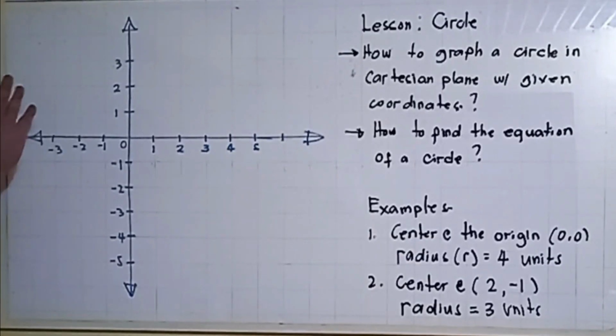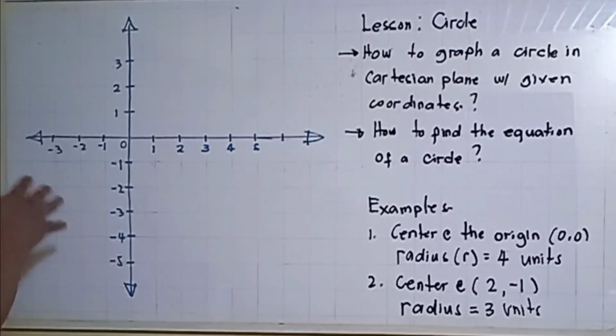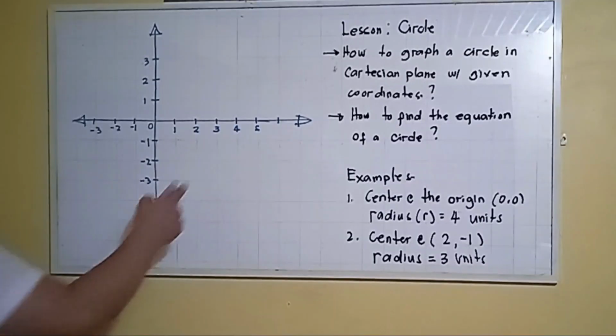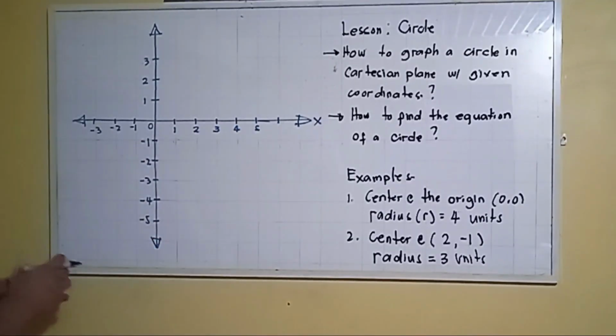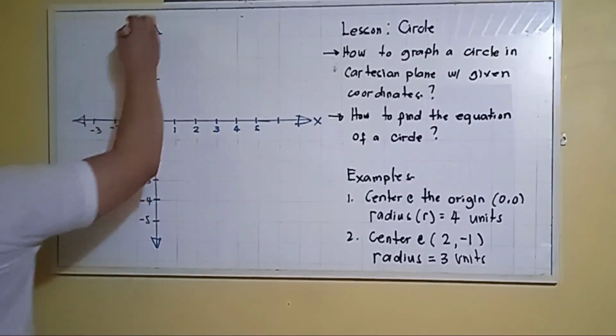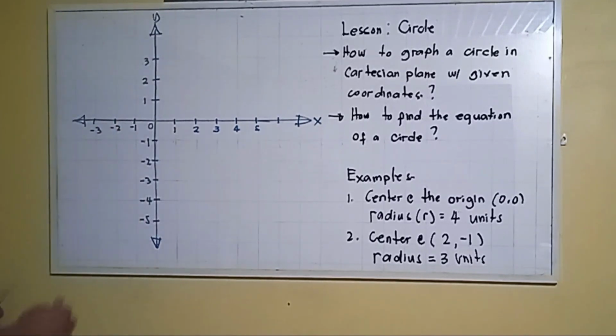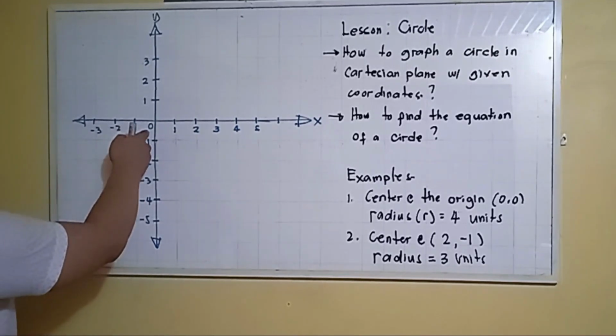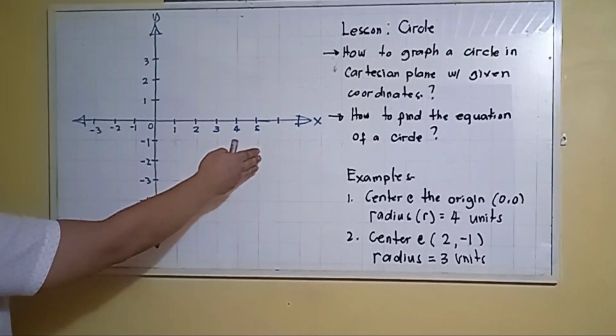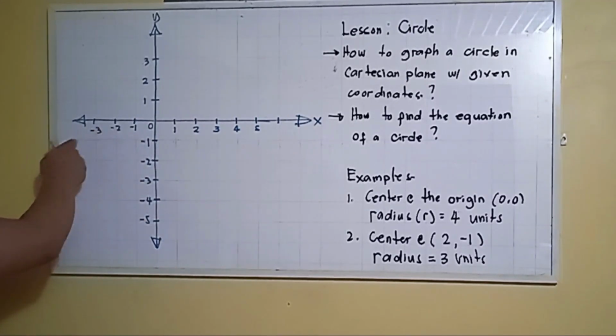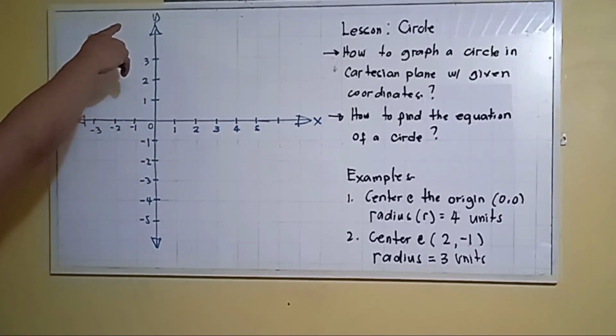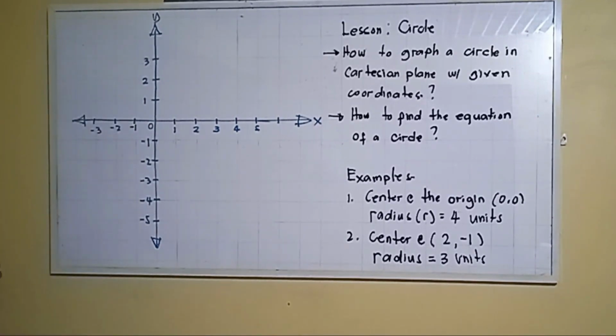Meron na tayo ditong Cartesian plane. Nilagay ko na yung lahat ng scale. Always remember that the Cartesian plane, yung x-axis niya ay may arrow magkabila. It extends indefinitely, katulad din ng y-axis. Meron din siyang arrow sa taas at baba. So how do we label this Cartesian plane? Basta nasa kanan, coming from the origin, are positive. Papunta sa kaliwa, will be negative. And then yung pataas is positive, pababa are negatives.